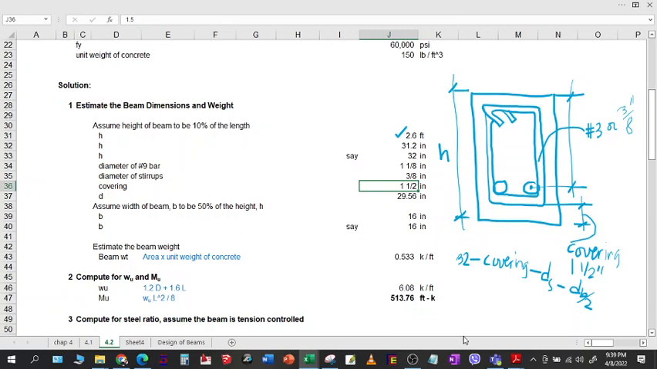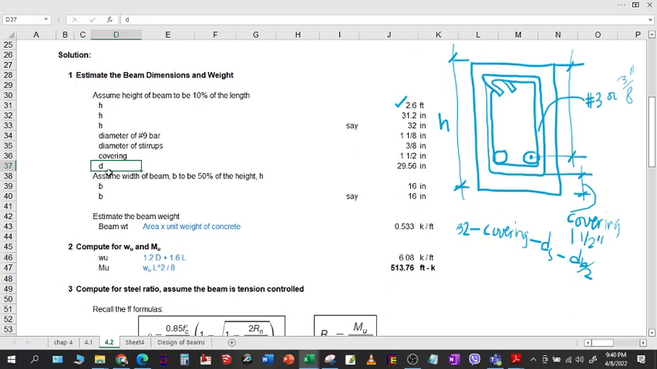Okay? So 32 minus covering. Okay? So here in the formula, we have 32 minus covering, which is cell number 36. And then next is the diameter of the stirrup and the diameter of main bar divided by 2. That's why there is a 2 here. Okay? For those who want to really trace the formula, you can pause the video now and trace the formulas using this formula bar. Okay, so you can then now have your D based on the assumed value of H.